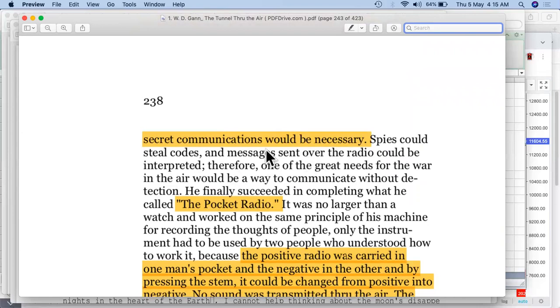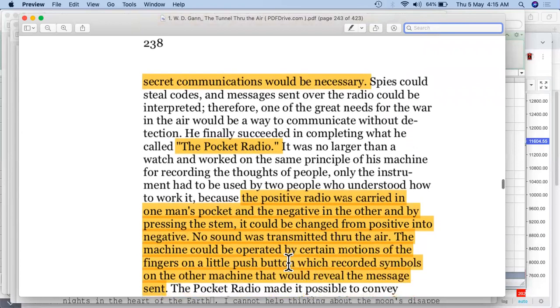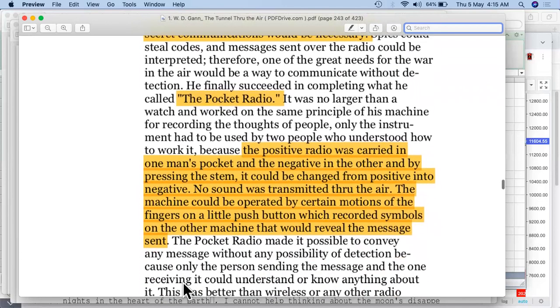So secret communication would be necessary. He had also invented a pocket radio. The positive radio was carried in one person's pocket and the negative in another person's. By pressing the stem, it would be changed from positive into negative. So no sound was transmitted through the air. The machine would be operated by certain motions of the fingers on a little push button, which recorded symbols on the other machine that would reveal the message sent.